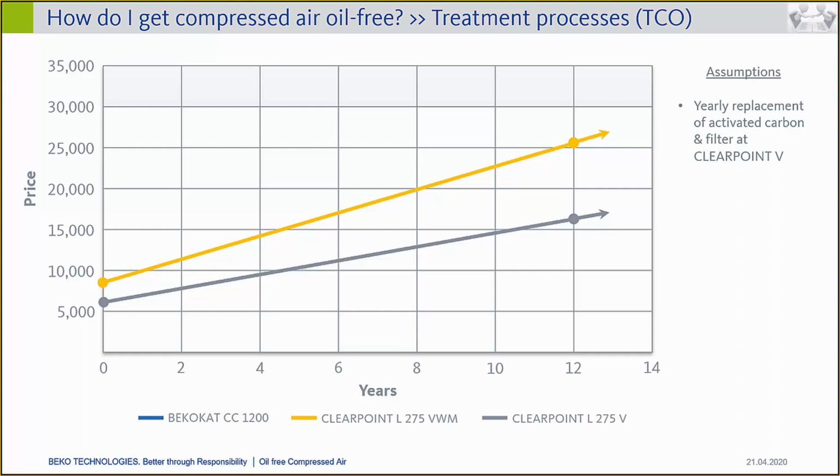And if you put in the biggest BEKO-CAD size here, the CC1200, that is a total cost of ownership of about 30,000 euros. So why is that just a horizontal line? The assumption here is that we do not have any maintenance for the catalytic converter. And assuming that, we still do not have any matching point after 12 years.